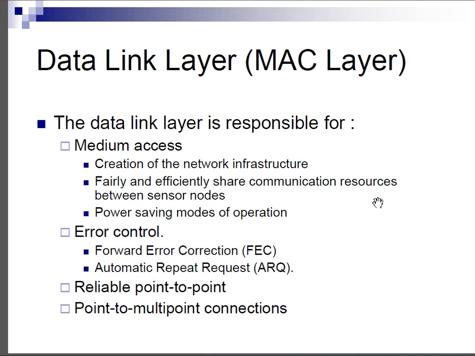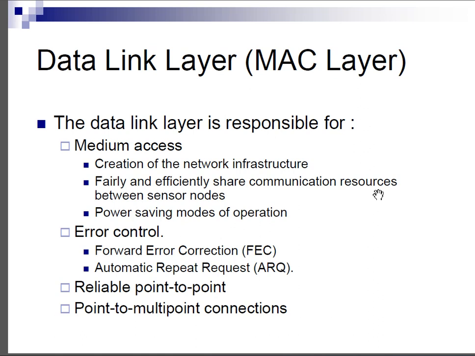About the data link layer, if you remember the 5 layers of the architecture, the first one was the physical layer. The second one is the MAC or data link layer. The third one is the network, the fourth is the transport, and finally the application. We discussed the application layer protocol, the transport, and the network. Now we are at the data link layer.